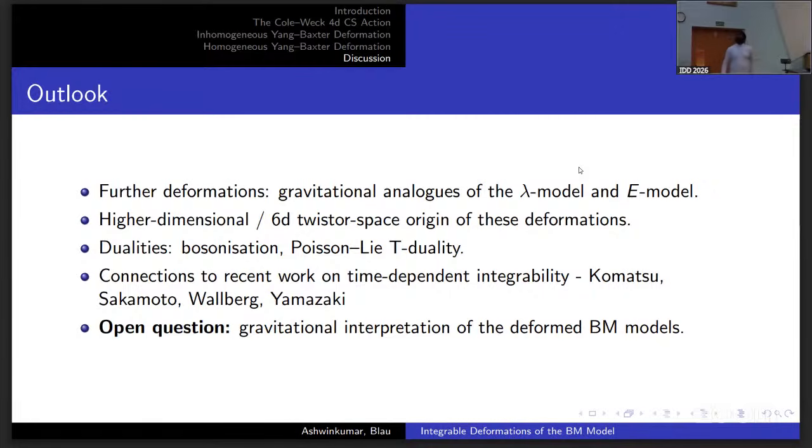I shall also mention some very interesting recent work on time-dependent integrability by Komatsu, Sakamoto, Wahlberg, and Yamazaki, where connections to one-loop RG flow were also derived from 4D Chern-Simons theory. And the major question that remains is what is the gravitational interpretation of these deformed BM models? So that would be very interesting to understand. Perhaps this can arise from understanding the twistor space embedding a little better. So this remains to be done.